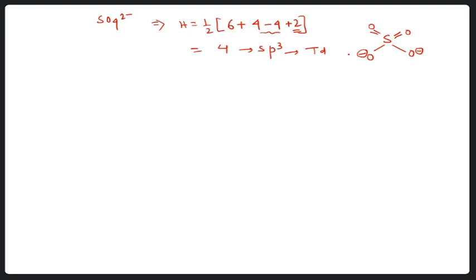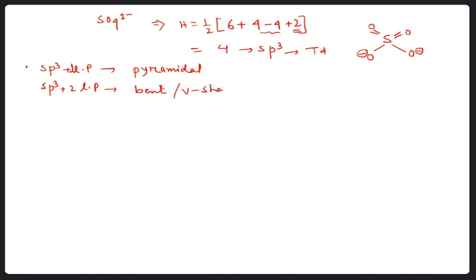Another thing, if sp3 hybridization is there plus one lone pair, then we say that it is pyramidal. You have to remember that, okay? Sp3 hybridization, but with two lone pairs, then we call it a bent molecule per VSEPR. You have to remember these things.